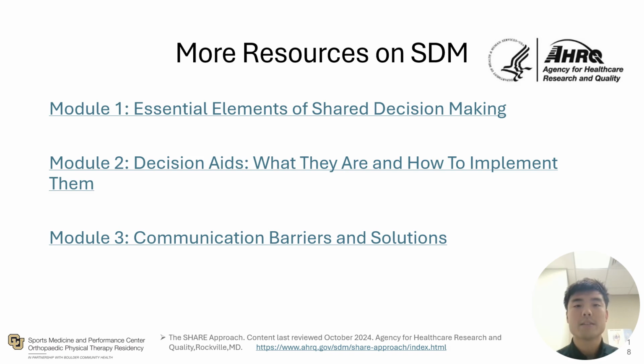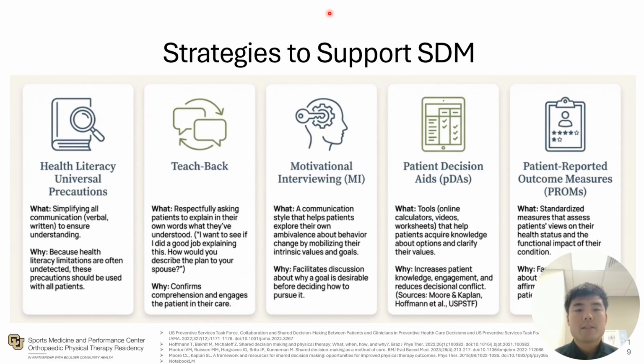And this slide is a broad overview of strategies on how to support shared decision making. We have big buckets here, but basically the first thing is understanding health literacy. There are some health literacy universal precautions when it comes to healthcare. We know that, statistically speaking, a large majority of patients have low health literacy.